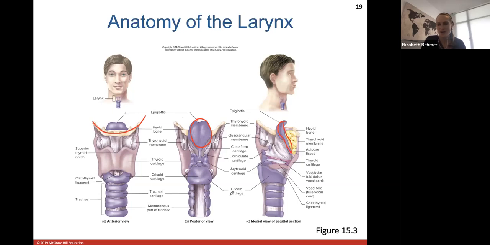You see other cartilages listed as well that I think we go through in lab, and you might go through in your other anatomy classes. And those cartilages keep your larynx open at all times. So there are the parts of the larynx, and again, it will eventually lead into the trachea.